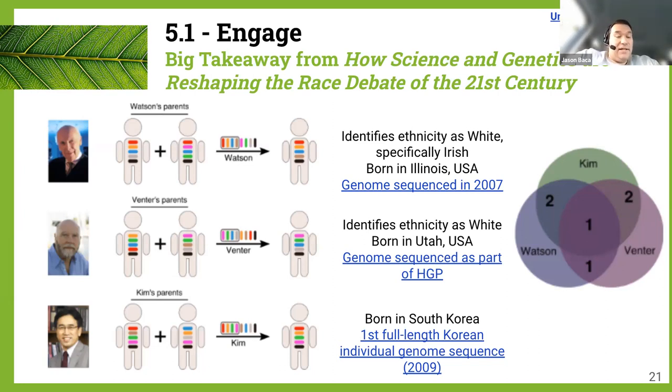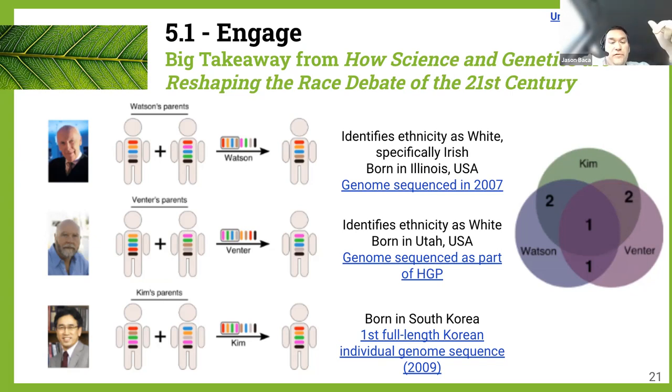And so this I found fascinating. Obviously at the top is Watson. And then underneath you have Craig Venter and then Kim. Kim is from South Korea. Venter, I believe, is from the east side of our country, and he is living in California currently. And Watson is from Philadelphia, I believe. Watson identifies as Irish. But as you go through, it says, I even wrote it on there, he was born in Utah. But if you look, there's actually more in common between Watson and Kim than there is between Venter and Watson.